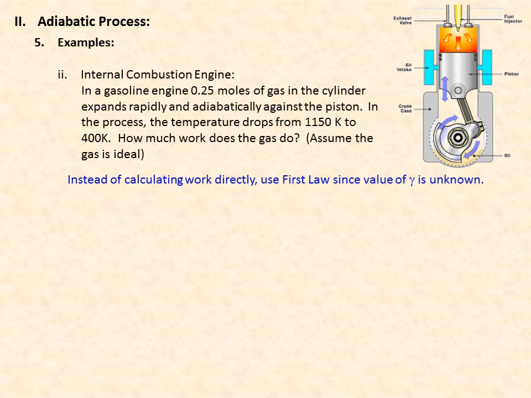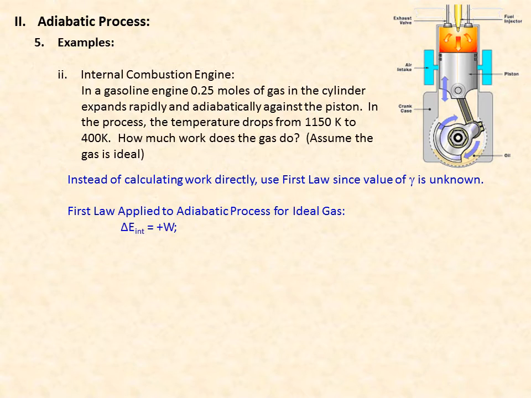Well, instead of calculating the work directly, we can use the first law since we don't know the value of gamma in this problem. It's not told to us. So let's use the first law of thermodynamics, what we derived for the adiabatic process, where the work done on our system, the work done on our gas, is exactly equal to the change in the internal energy of our gas.